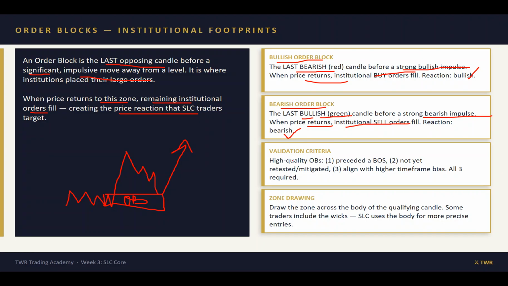So, high quality order blocks precede a break of structure. Number one, it has to come before a break of structure. Number two, it should not have been tested, retested or mitigated. Number three, it should align with the higher time frame bias. All three are required. As for zone drawing, draw the zone across the body of the qualifying candle. Some traders include wicks.